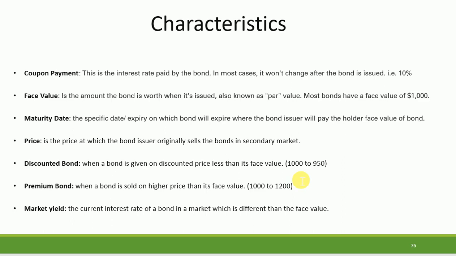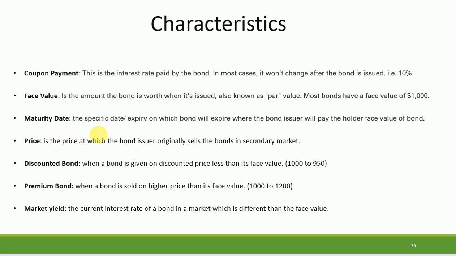Okay, now we come back to the characteristics of bonds, the features. Besides having drawbacks, the cons, bonds do have some benefits and pros as well. The first thing we need to consider in bonds is the coupon, or coupon payment, right? This is actually the interest rate paid by the bond. In most cases, it won't change after the bond is issued. For example, a 10% coupon payment.